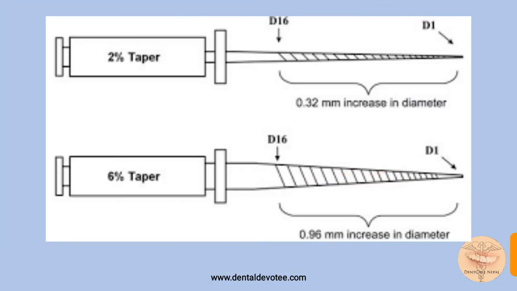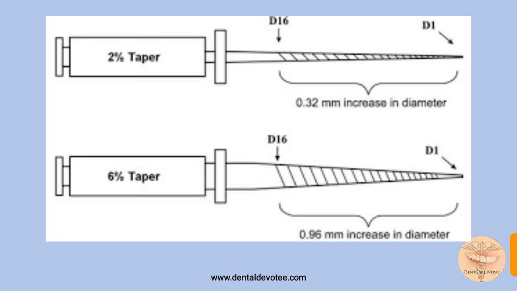Then the taper can be 2%, 4%, 6%, or an uneven taper is also found in the case of rotary file instruments. So let's see, for this 2% taper file, 2% taper means every mm up towards the handle, the diameter increases by 0.02 mm. That is, at D16, the diameter of the file will be 0.32 mm more than that at the tip. Similarly, 6% taper means every mm up towards the handle, the diameter increases by 0.06 mm.